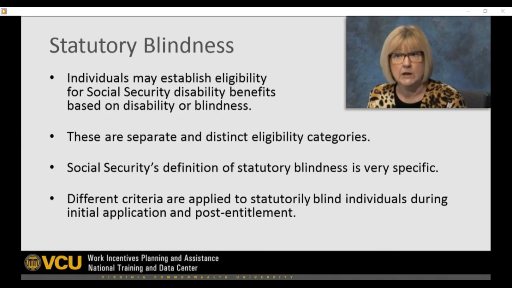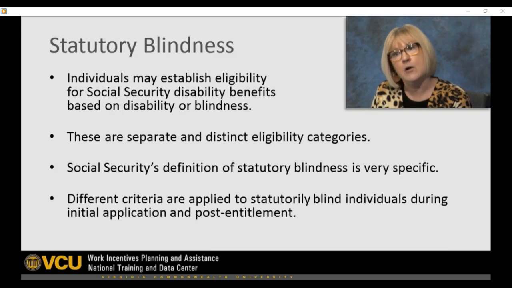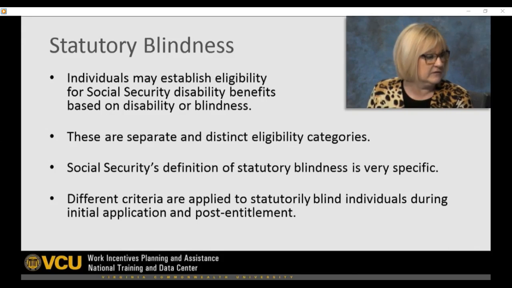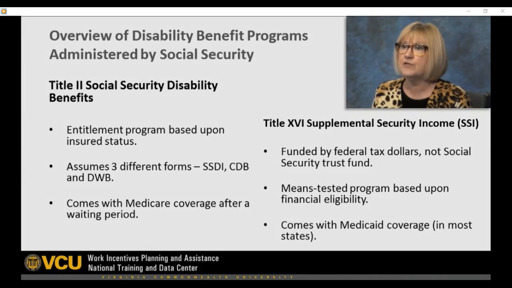So if you're working with people who have a visual impairment, it would be important for you to know, does this person meet the statutory blindness definition for Social Security? Because there are some differences in the way the benefits work, and even, as you'll see later, how work can affect those benefits. So a very important distinction to be made. So let's look at a little side-by-side comparison of the two disability programs.